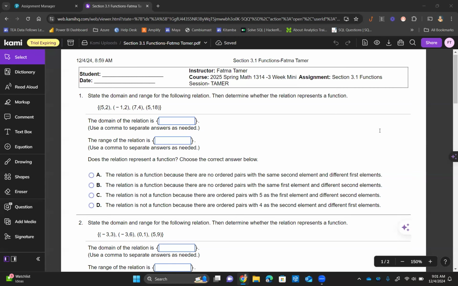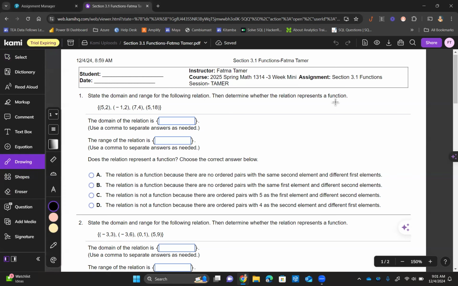This video will cover the homework problems from section 3.1, and it is called functions. With this assignment, we're going to look at domain, range, and how to decide if something is a function or not. First question is, state the domain and range for the following relation. Then determine whether the relation represents a function.